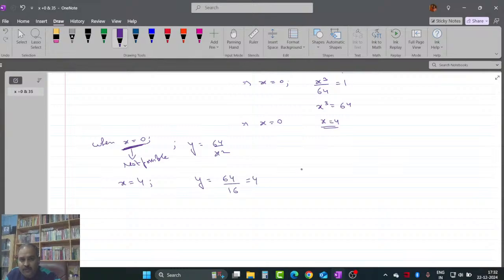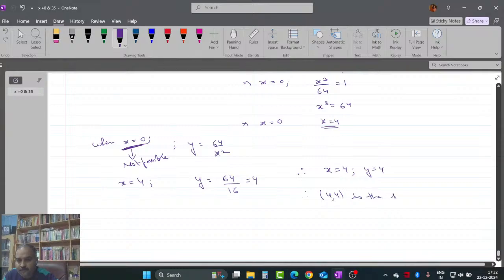So it will be 4. So therefore x is equal to 4, y is equal to 4. That is the saddle point. Therefore (4, 4) is the stationary or saddle point. Now the value of r.